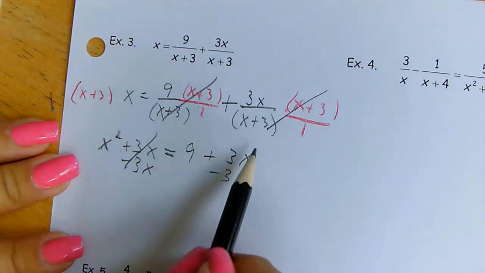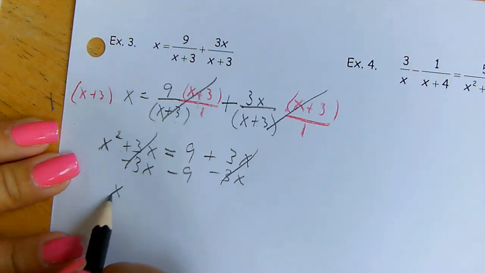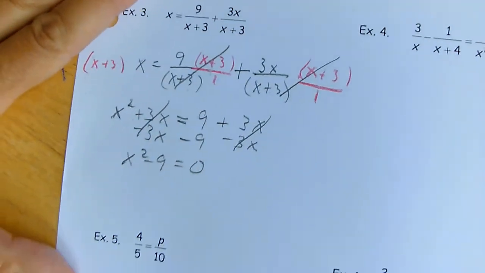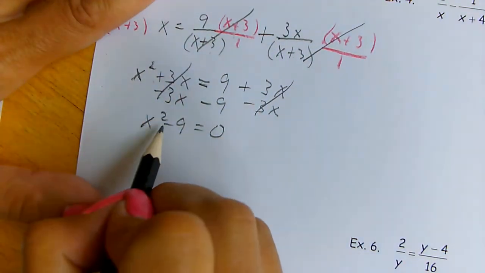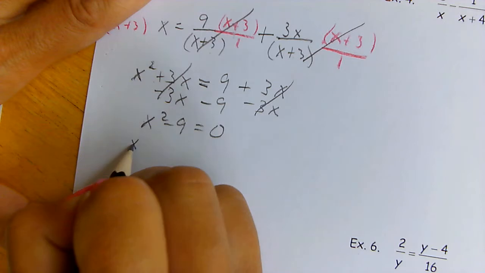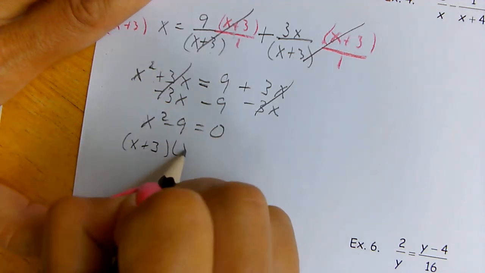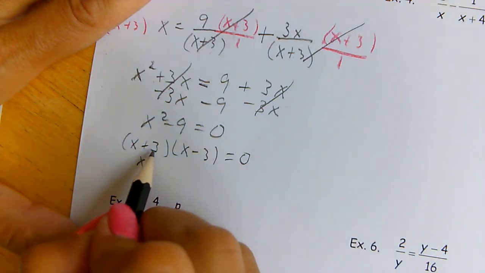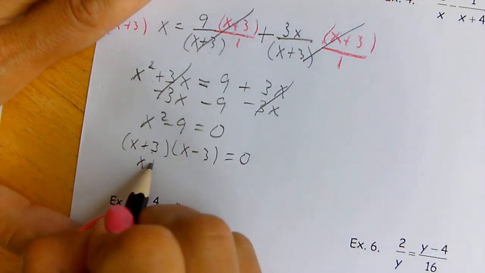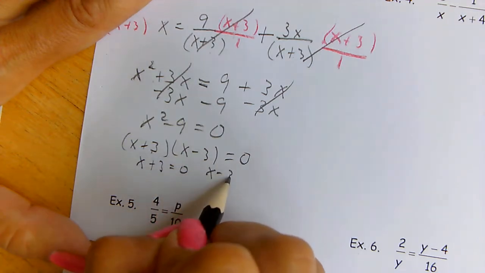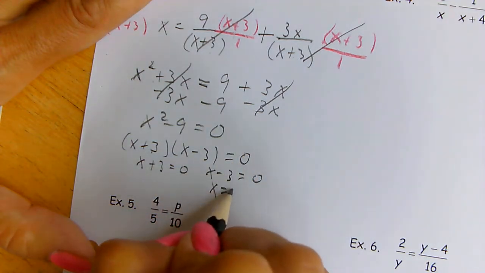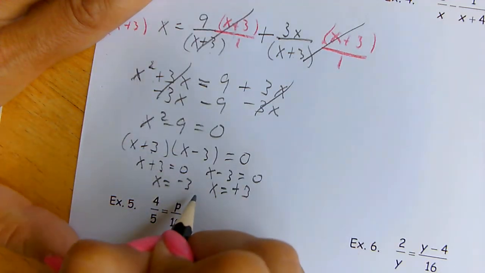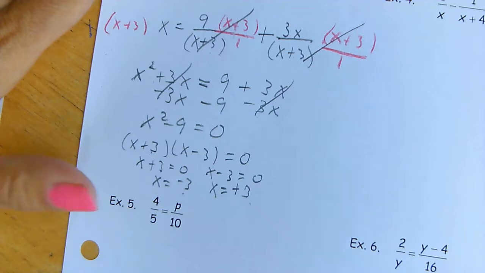My 3x's cancel. I'm left with x squared minus 9 equals 0. Factor to solve, I have a difference of perfect squares. x, set them equal to 0. x equals positive 3 and negative 3. So I have a solution of positive 3 and negative 3.